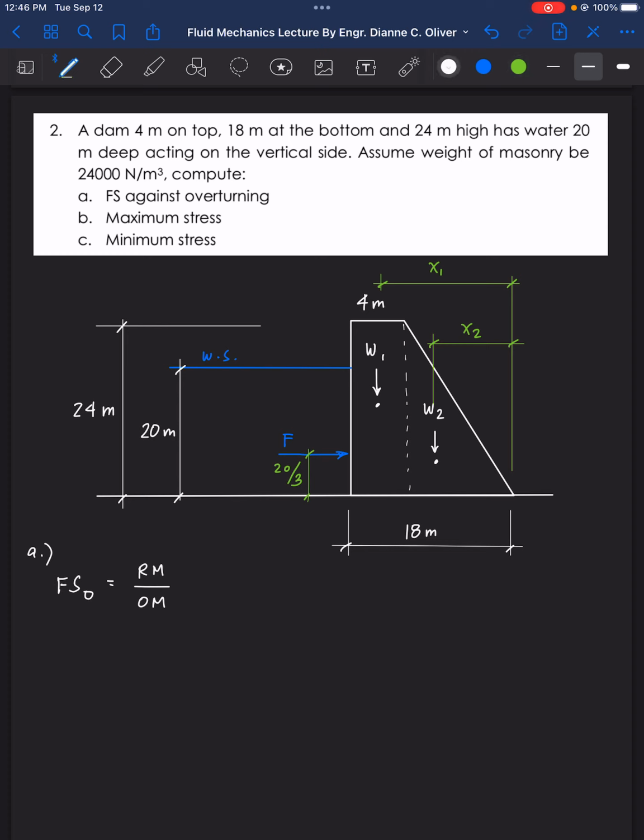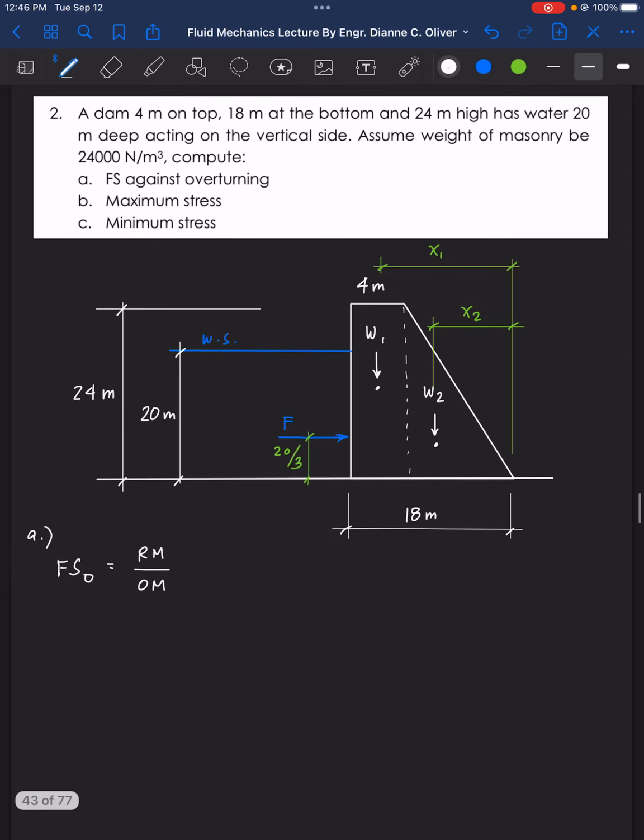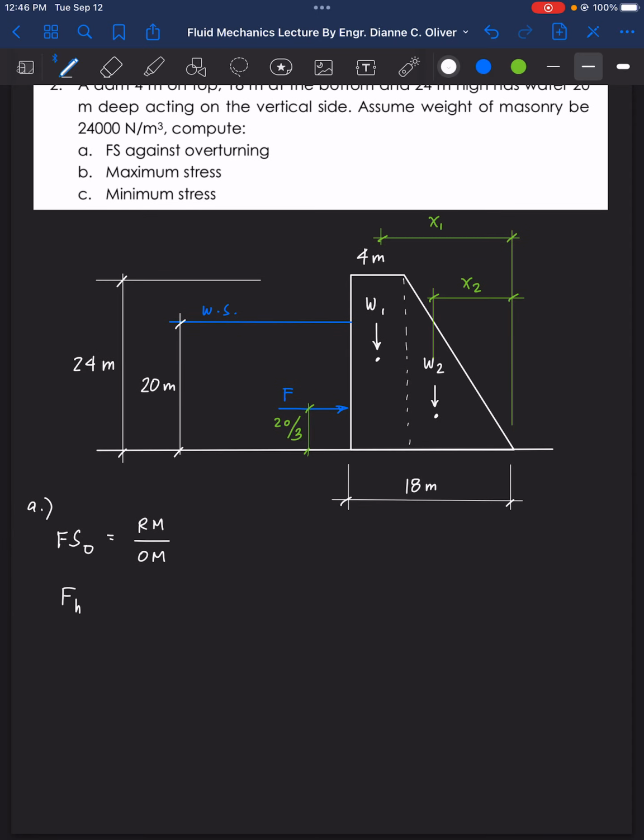Okay. So let's compute them. How about the force first? FH. This is FH. It is gamma of water times the HC and area. So that is 9.81 kilonewton per cubic meter. HC is from the water surface to the center of gravity. So this is our projected area for the FH. Okay, so this is our center of gravity.